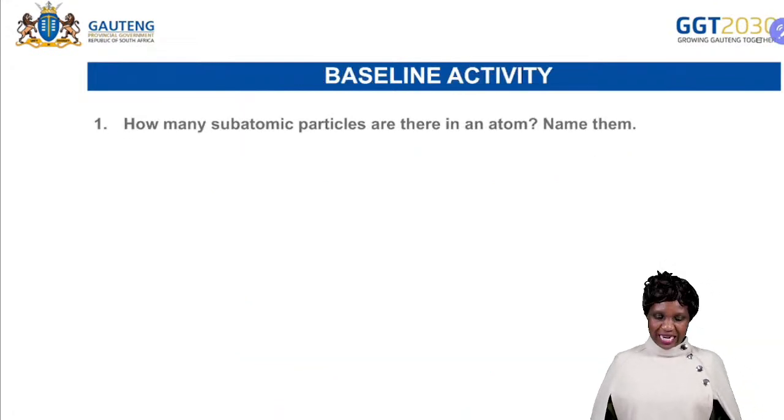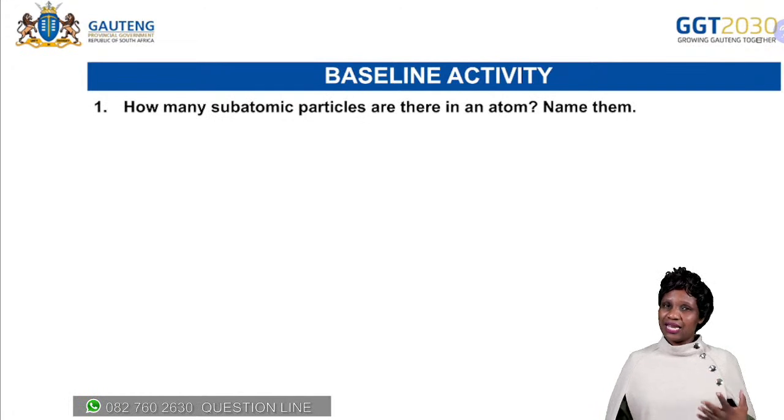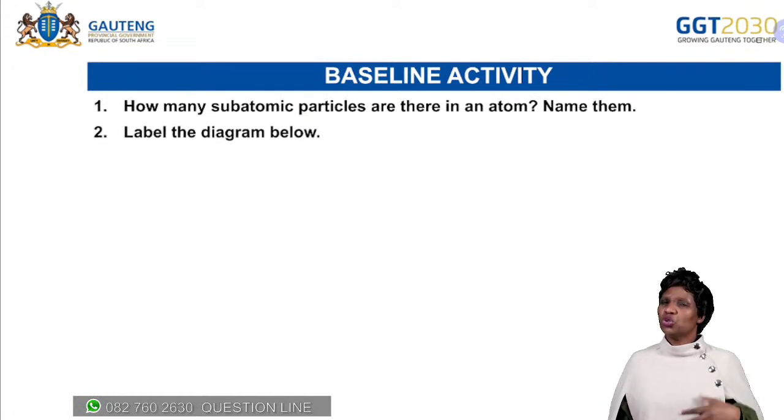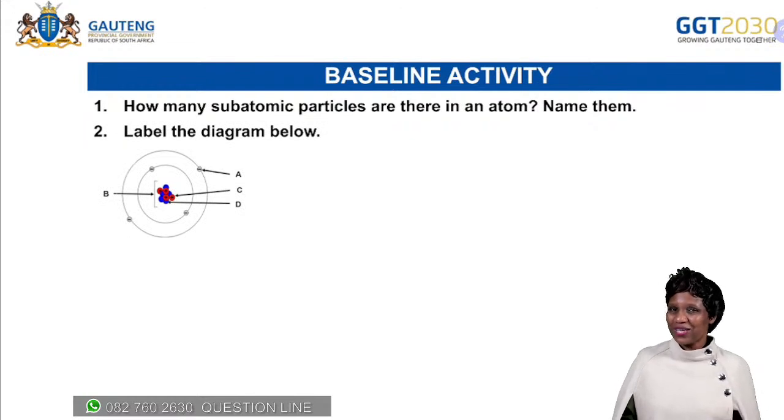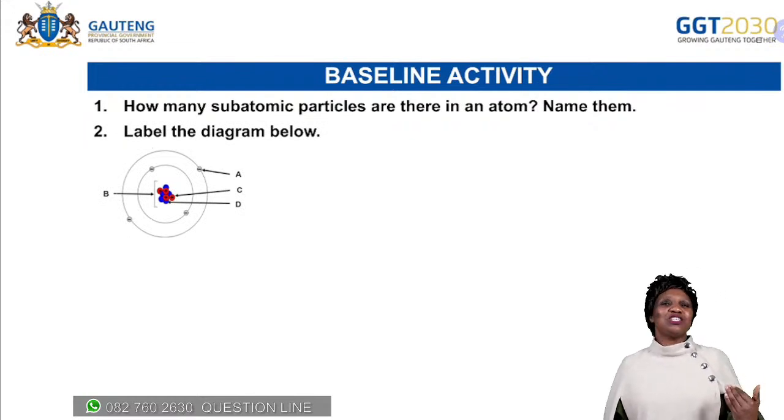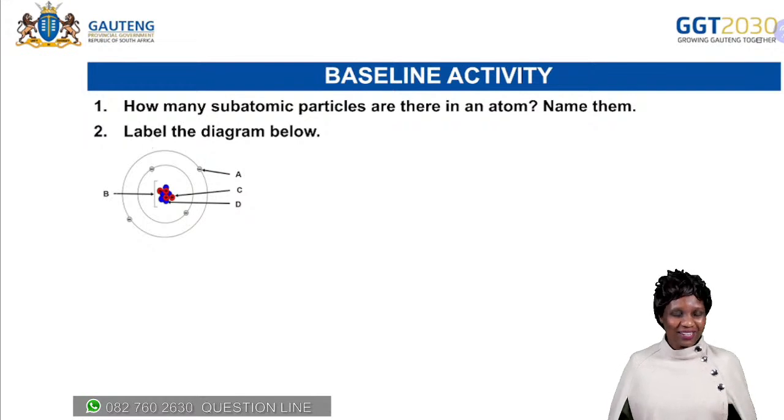And then we've got a baseline activity. The baseline activity is for us to check whether we still remember what we did last week. Remember, it was last week when we learned about these things, but you had already learned them when we were in grade 7.